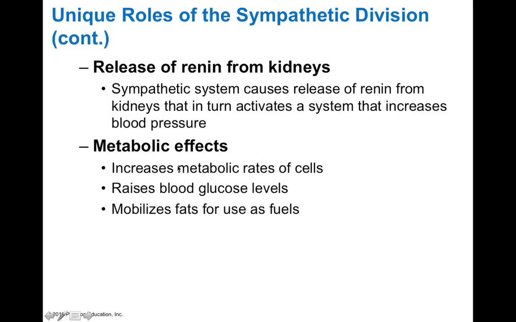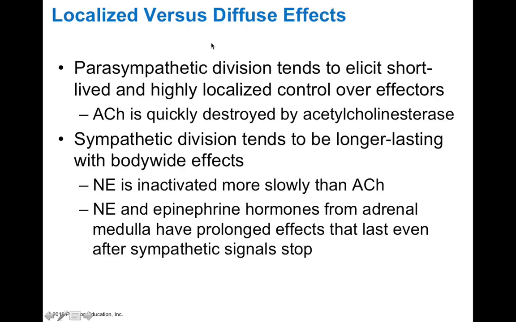And then on metabolism, your sympathetic nervous system increases metabolic rate, raises blood glucose, and mobilizes fat as a source of fuel for the rest of your cells. Now, your parasympathetic nervous system tends to elicit short-lived and highly localized control over effector organs because acetylcholine is quickly destroyed by acetylcholinesterase. Your sympathetic nervous system has a tendency to have longer lasting and widespread effects. The reason is that norepinephrine and epinephrine come from the adrenal medulla, and it takes longer for these hormones to become inactivated, so they have longer lasting effects.